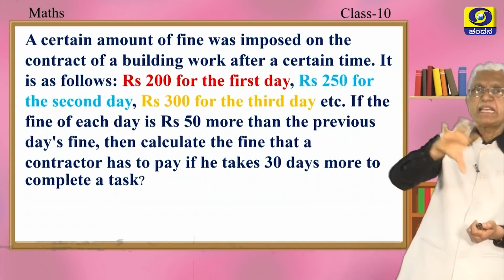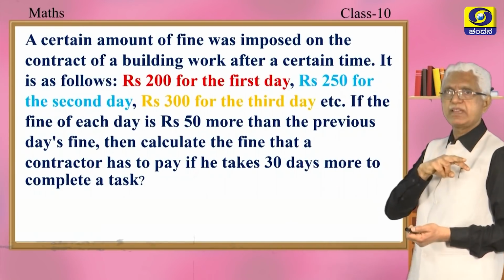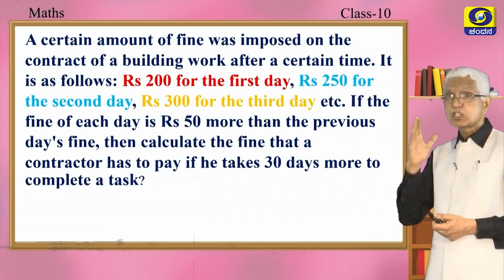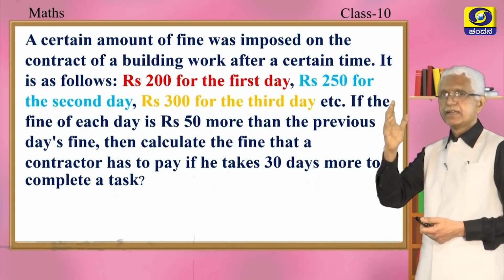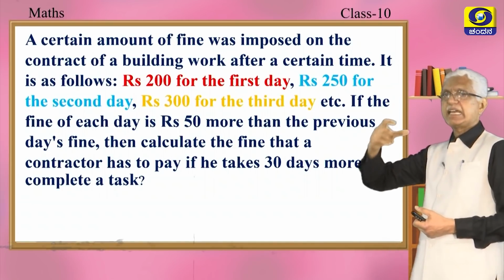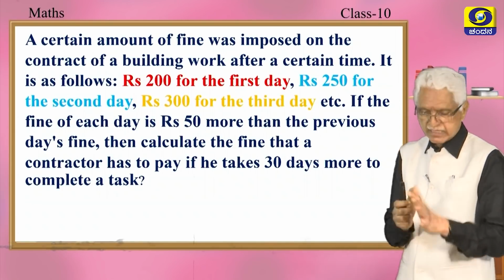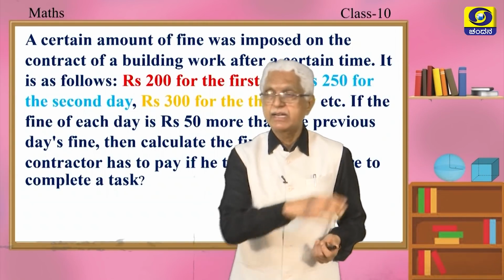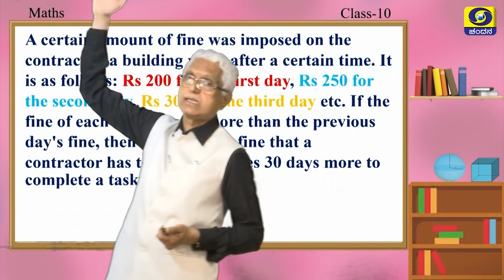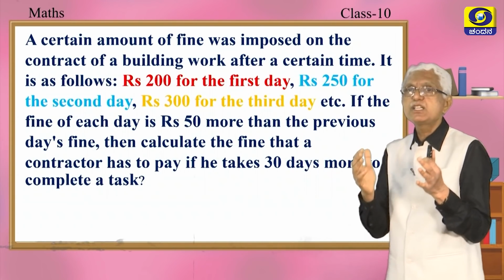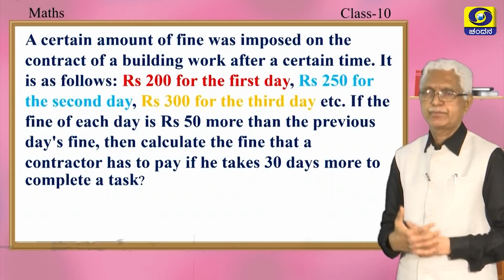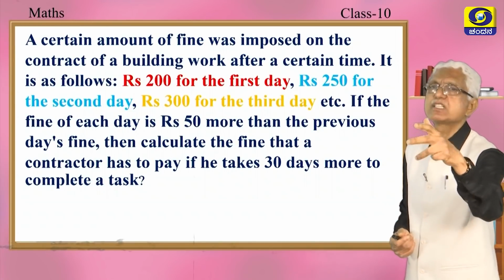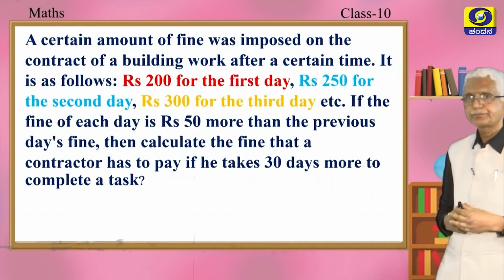If the fine for each day is 50 rupees more than the previous day's fine, calculate the fine that the contractor has to pay if it takes 30 days more. He is taking 30 days more to complete the work. So, for the first day he has to pay the fine, second day the fine, third day the fine, he has to pay the fine for all the 30 days. What is the total fine he has to pay? Can someone suggest to me? Application problem, how it is converted into an equation, shall we see?